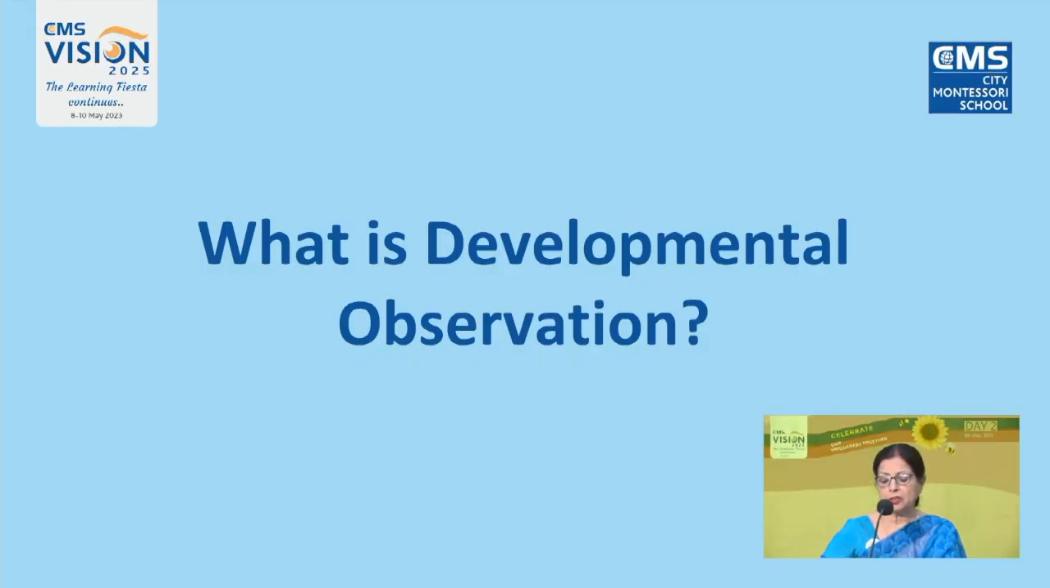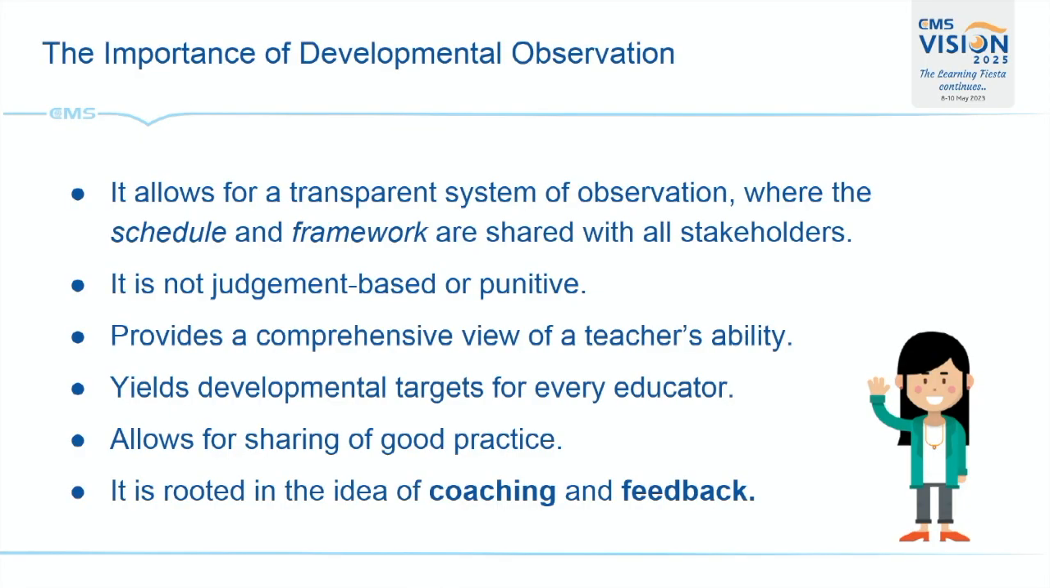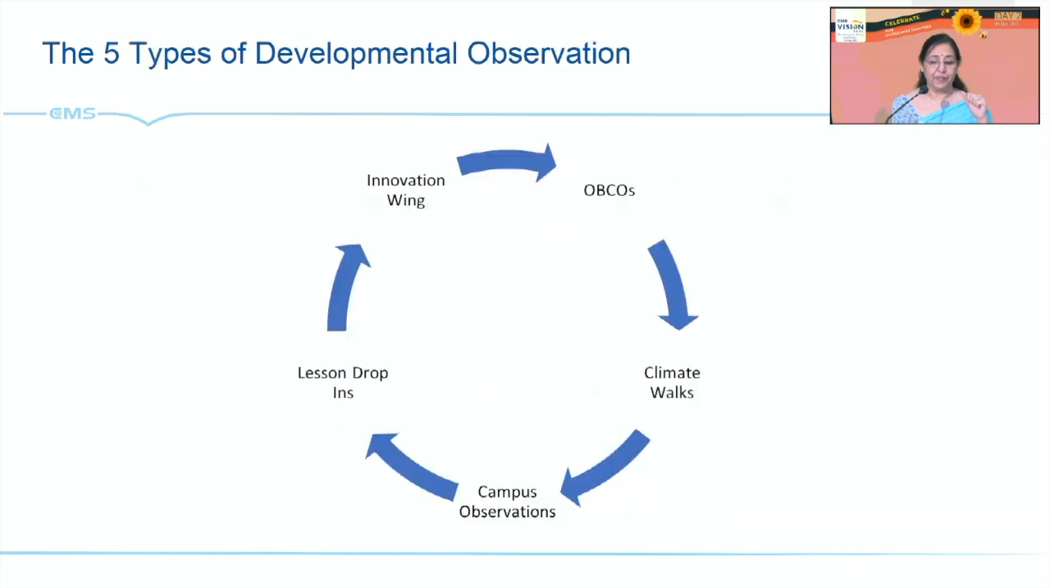This system of observations is going to be absolutely transparent. When will people come to observe you? What exactly will they be observing? The importance of development observation: it allows, as she mentioned, a transparent system of observation. Five different types of development observations are: the first, by the innovation wing.